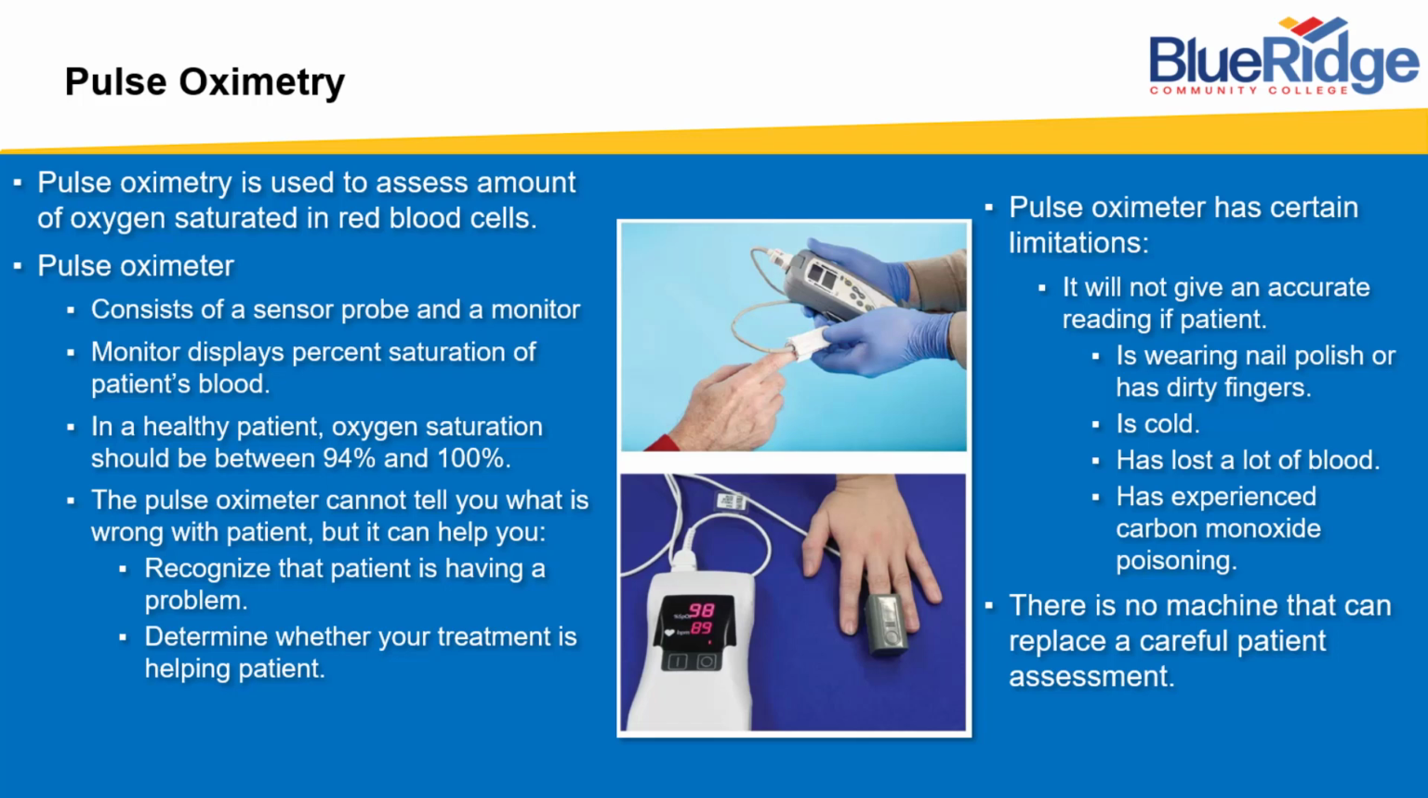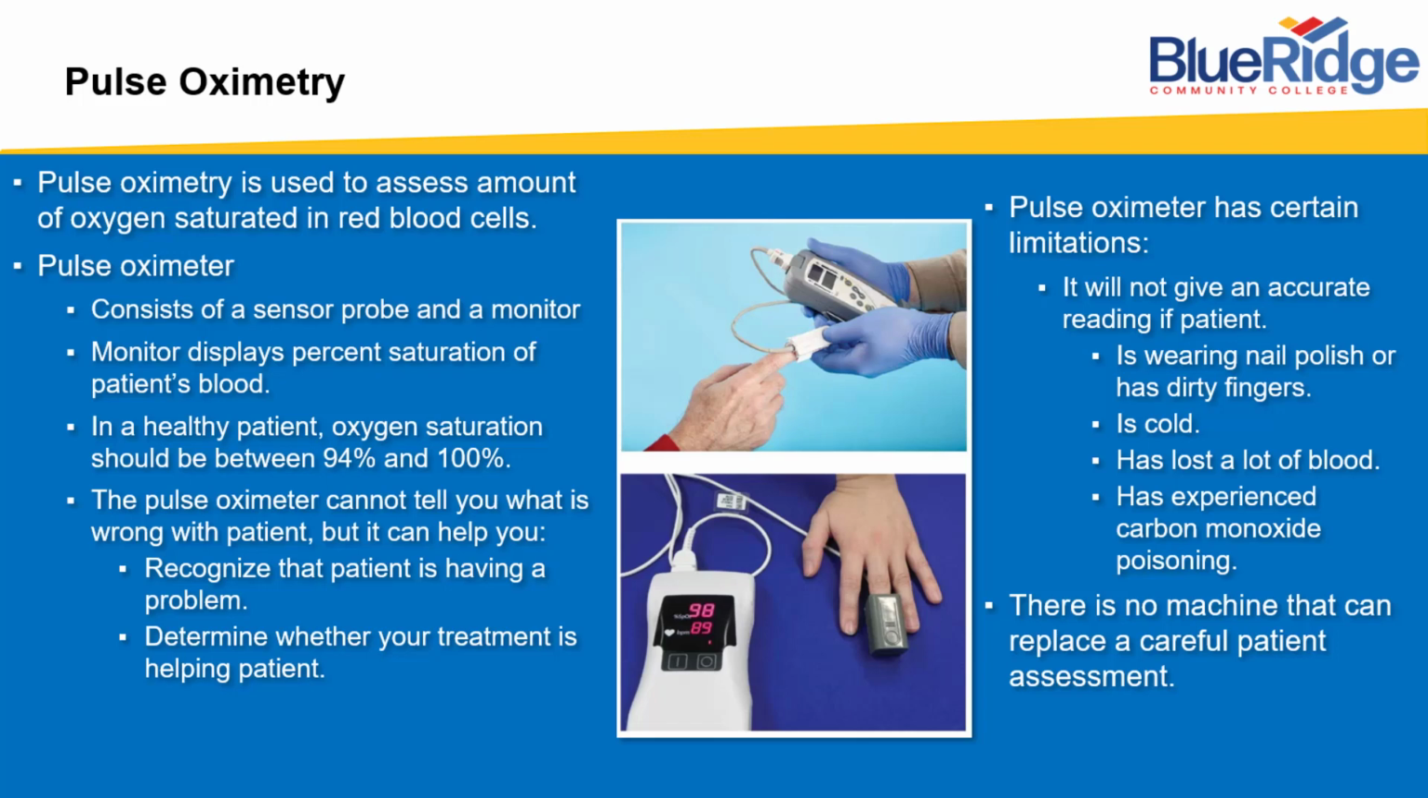There are probes out there now that have adhesive glue that allow you to actually tape it to the patient's earlobe, their finger, their toe, and in some of our smaller infants, they can actually go around the foot or the hand to help pick up that oxygen saturation. In a healthy patient, we're looking for between 94 and 100% oxygen saturation when they're breathing room air.